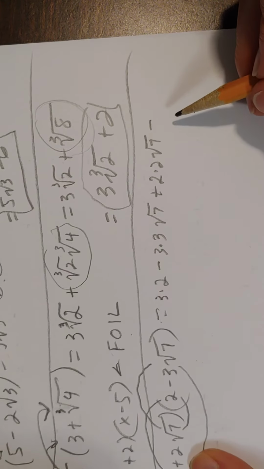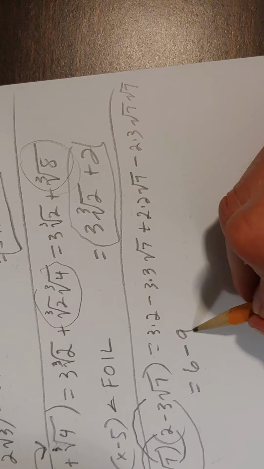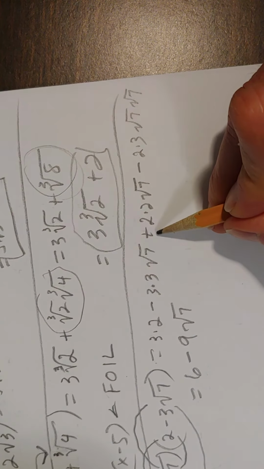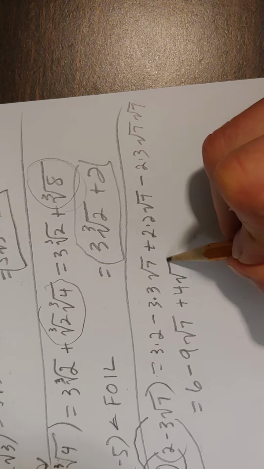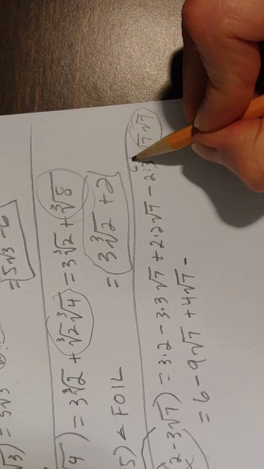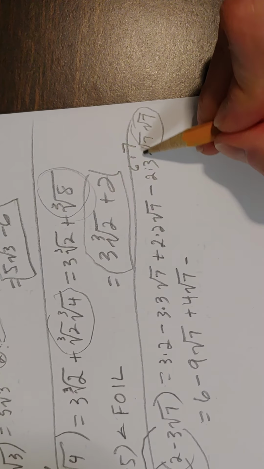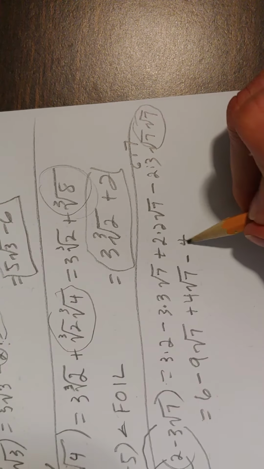Everybody see why we get that? Now simplifying, we have 3 times 2, which is 6, minus 3 times 3 is 9 times the square root of 7, plus 2 times 2, which is 4, times that square root of 7, and minus 2 times 3 is 6. This part is 6. Remember, square root of 7 times square root of 7 is 7. That's 6 times 7, 42. No radical symbol.